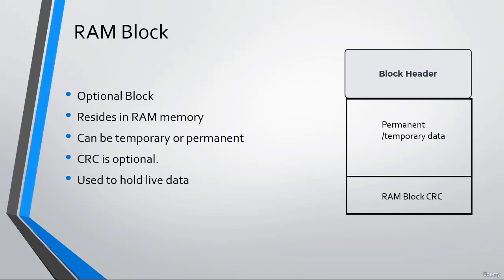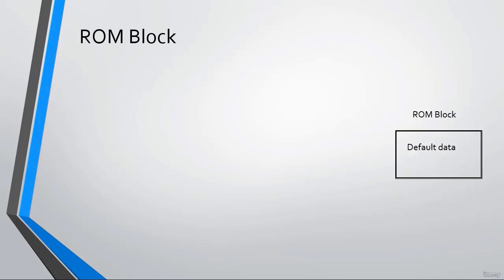Now what is its use? Its use is to hold live data. For example, when the vehicle is executing and there is some memory that needs to be stored live, that kind of data can be stored in a RAM block. Just remember that this block exists in RAM memory, so it's volatile in nature. Okay, then let's move to the next one.